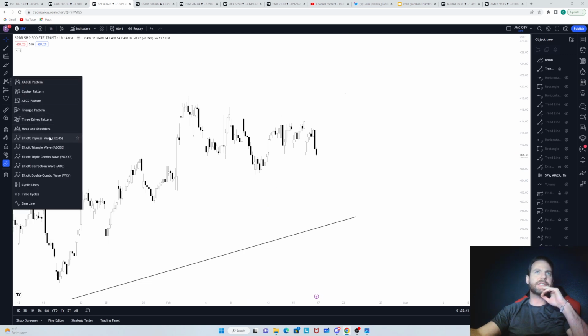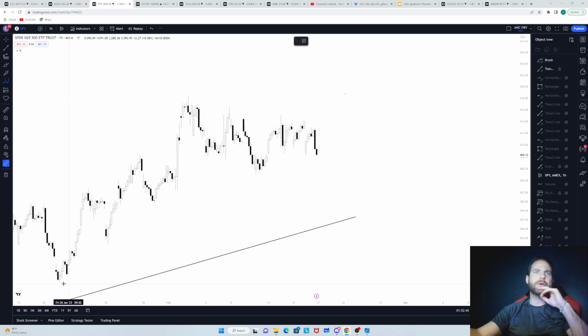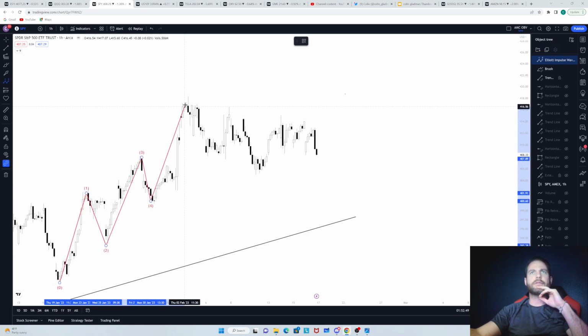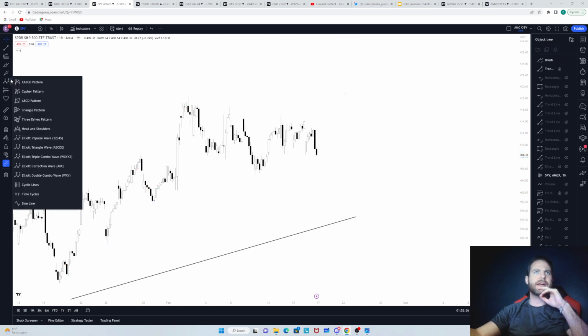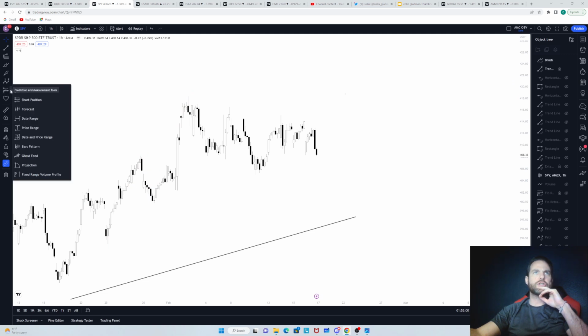The next one is going to be all your different Elliott wave tools. So if you click on Elliott wave impulse and you go 1, 2, 3, 4, 5, that's if you ever want to draw out your Elliott waves. That's how you can do that. But other than that, I really don't use anything in there either. Never use anything in here.